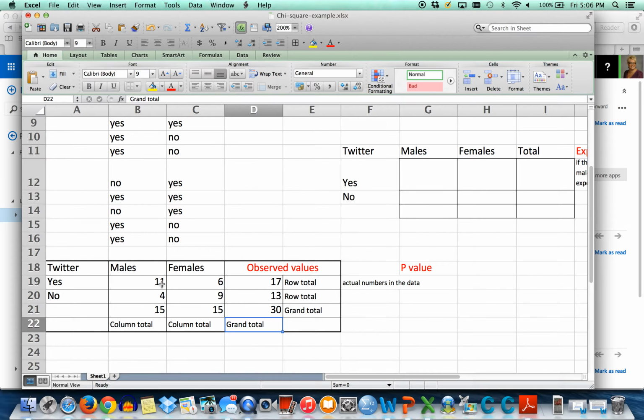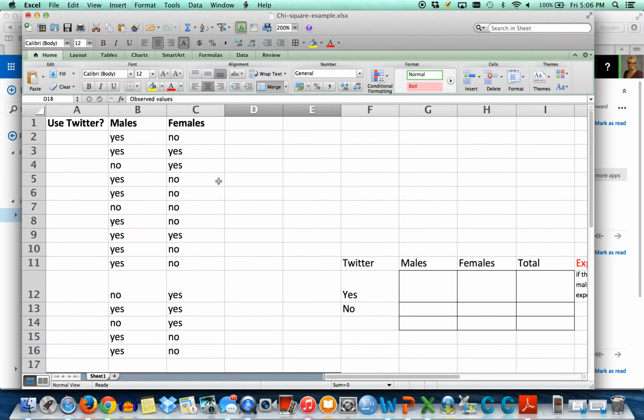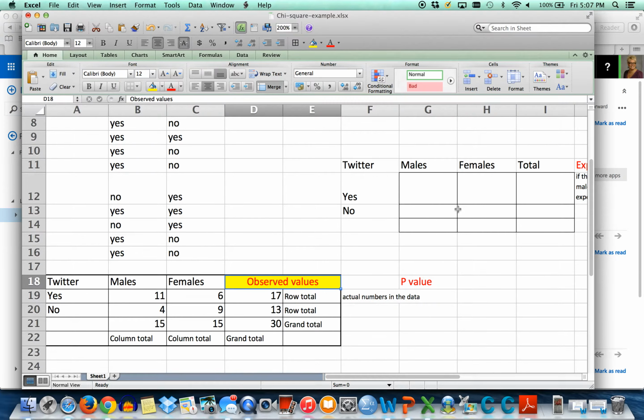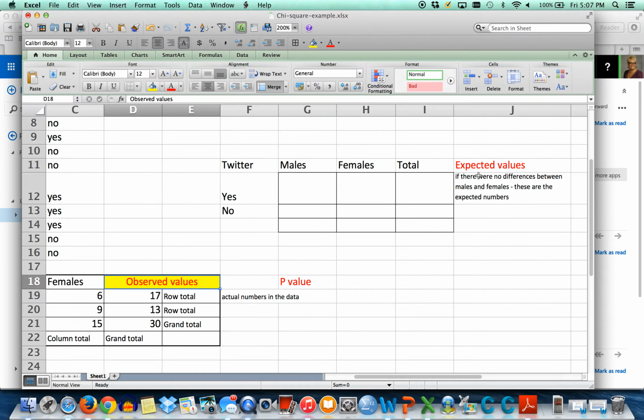Once you have that, we can then calculate, and these are what are called the observed values, because this is what we actually observed when we collected our data. Just pretend I gave out a survey on Twitter use among males and females. I had 30 people, and this is the observed values. And we also have the totals, which we'll need to compute the expected values. So over here, we have to do the expected values.